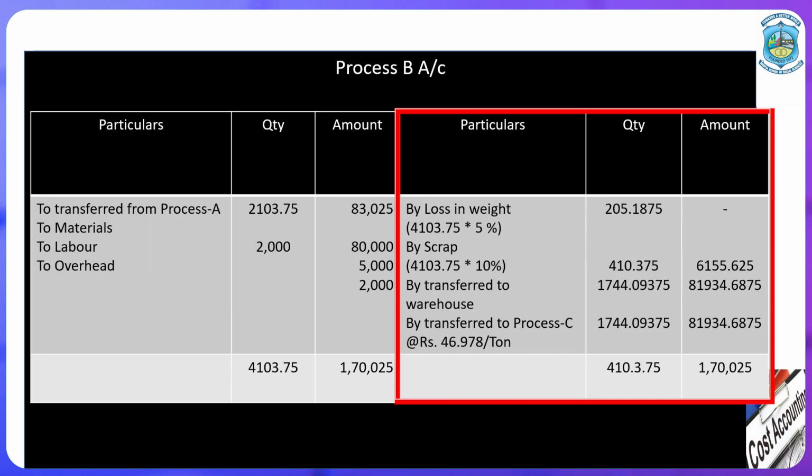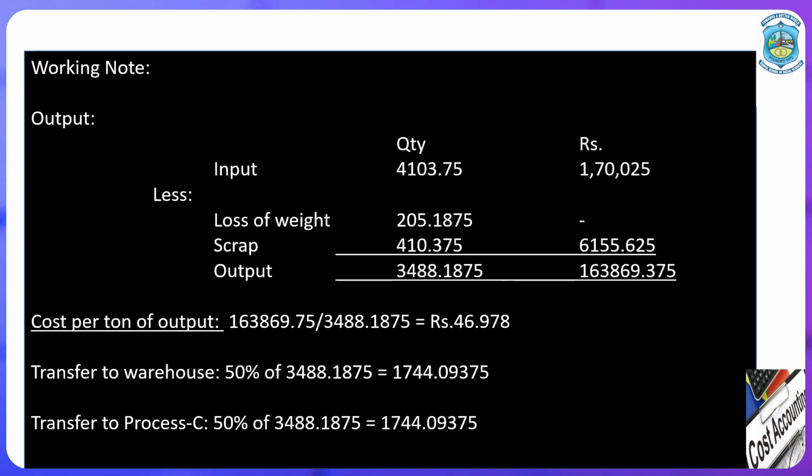So, now I will show you the calculation. Here is the working note. Input is 4,103.75, out of which loss of weight is 205.1875 and scrap is 410.375. So, the output remaining is 3,488.1875, which is the quantity, and in rupees, out of 1,70,025 we have received 6,155.625. So, the balance amount is 1,63,869.375. Now, we have to calculate the percentage.